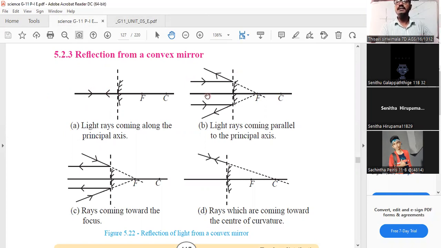So the second one, B, rays which are parallel to the principal axis will diverge as if they are coming from the focus. And the third one, C, the rays coming towards the focus get reflected parallel to the principal axis. Then the last and fourth one, D, the ray coming towards C will follow the same path. So those are the four basic ray diagrams that you have to draw in these four boxes.